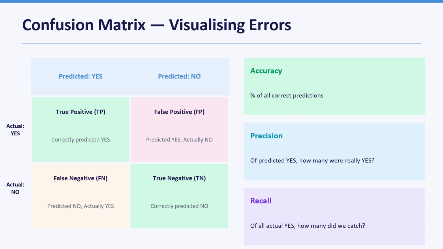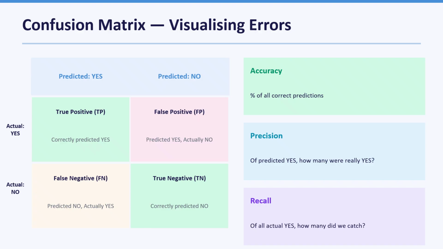True positive, the model said has cancer and the patient actually does. Correct. True negative, the model said no cancer and the patient is healthy. Correct. False positive, the model said has cancer but the patient is actually healthy. This is a false alarm. False negative, the model said no cancer, but the patient actually has cancer. This is the most dangerous mistake in medical scenarios.